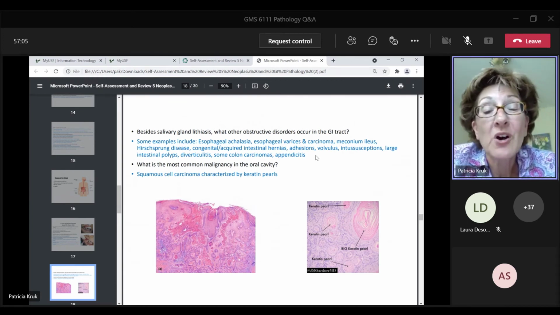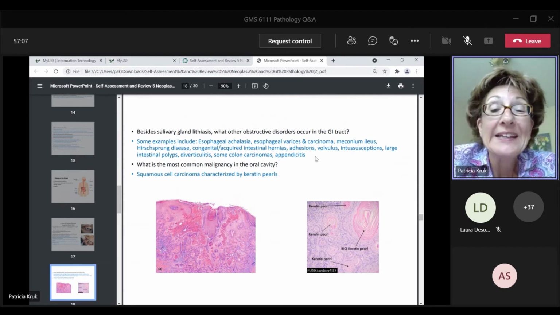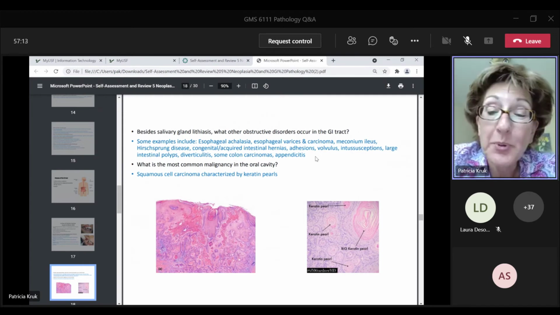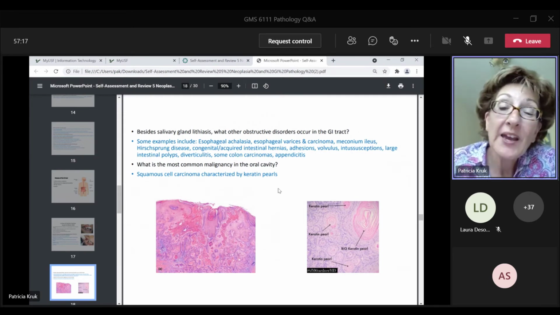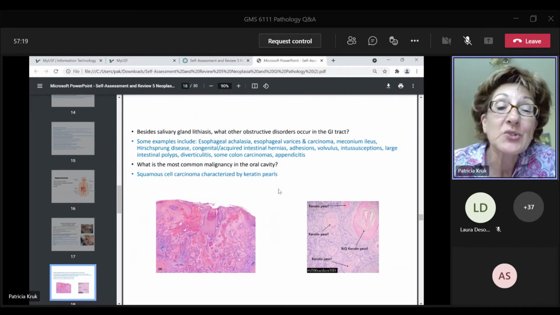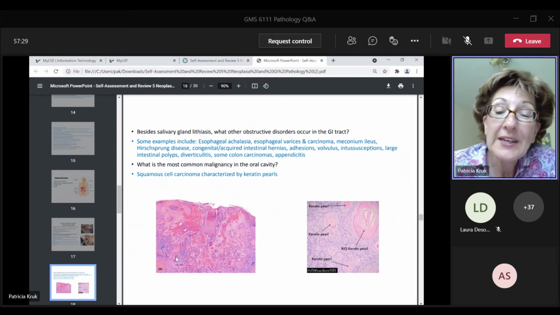But what is the most common, if we're going back to the oral cavity, the malignancy? That is called a squamous cell carcinoma that is characterized by keratin pearls. And remember, the epithelium of the oral cavity is lined by a stratified squamous epithelium. This is showing you a malignancy that has protruded into the underlying tissue. You see here what's called a keratin pearl.